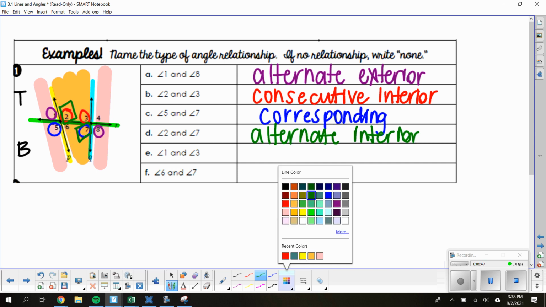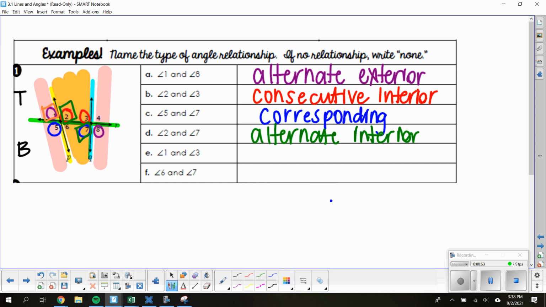And then we have 1 and 3. You guys go ahead and pause that video and answer the question I asked you what you think it is. Alright, you should have come up with corresponding. They are on the top of your transversal and on the left-hand sides of the lines.